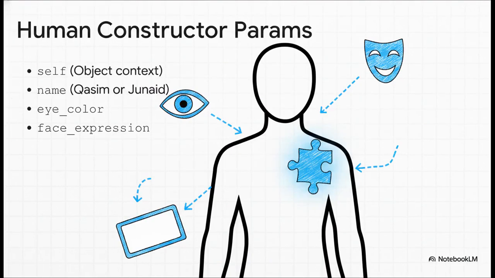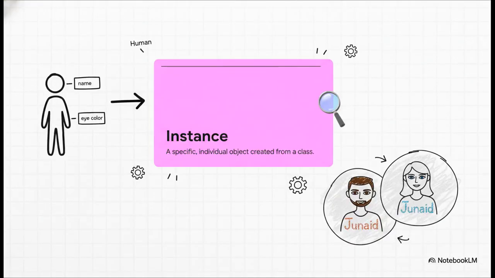Let's talk about the specific parameters you need to actually build that human object using this constructor. First and foremost, we have self. Now, self is absolutely crucial. It's kind of like the contextual glue that binds the object to its own distinct memory. It's basically telling Python, hey, I am talking about this specific human's data right now. After that, we just feed it the specifics, a name, like Qasim or Junaid, an eye color, and maybe a face expression. And once we feed that constructor our specific data, we create what's called an instance. An instance is simply a specific individual object that has been successfully created or instantiated from a class.